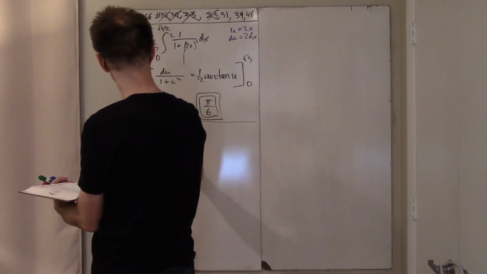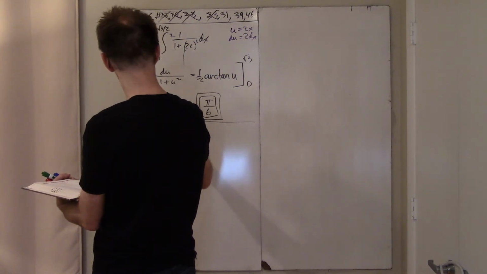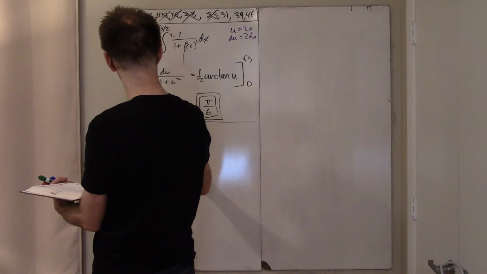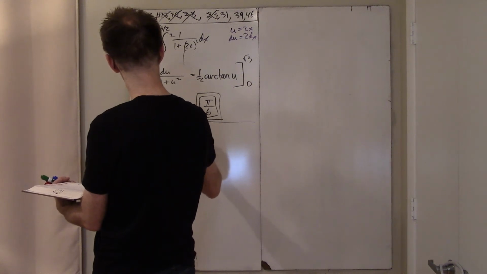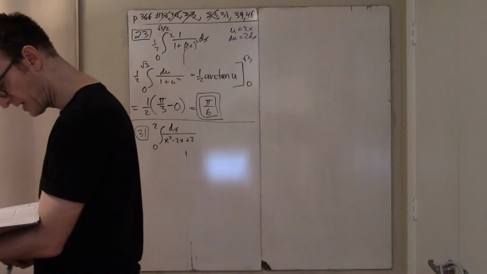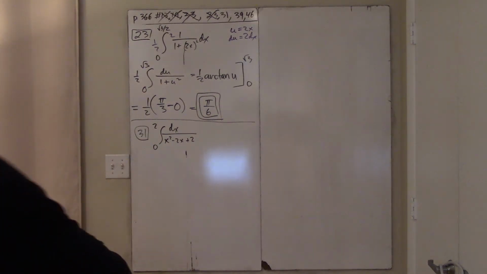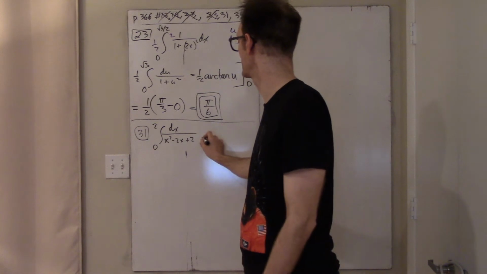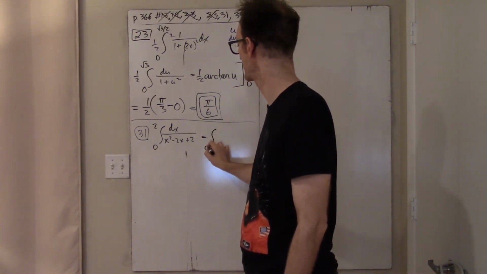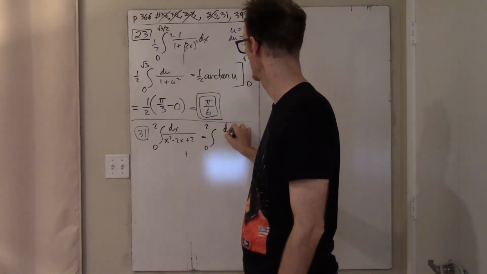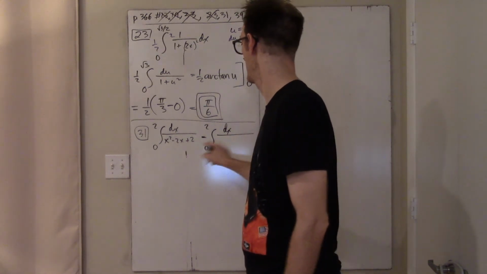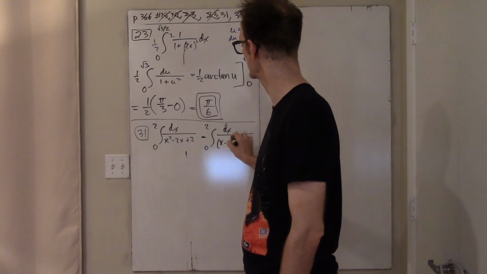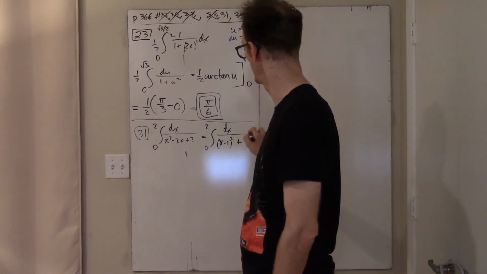Integral from 0 to 2 of dx over x squared minus 2x plus 2. I think this is also going to be relatively easy. What should we do? We should complete the square in this denominator. If we do that, we get x squared minus 2x plus 1 plus 1, in other words, (x minus 1) squared plus 1.